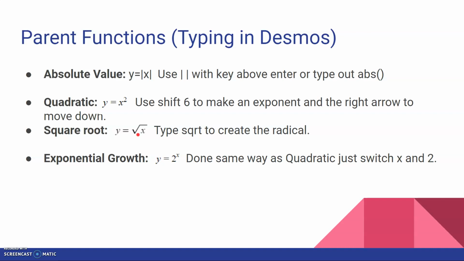For the square root symbol, y equals the square root of x, you need to type out the letters S, Q, R, T. Okay, those 4 letters, and as soon as you press T, it'll immediately turn into a square root symbol, and you can type X underneath it. If you ever want to get out from underneath the square root symbol, you just press the right arrow key like you do for exponents.